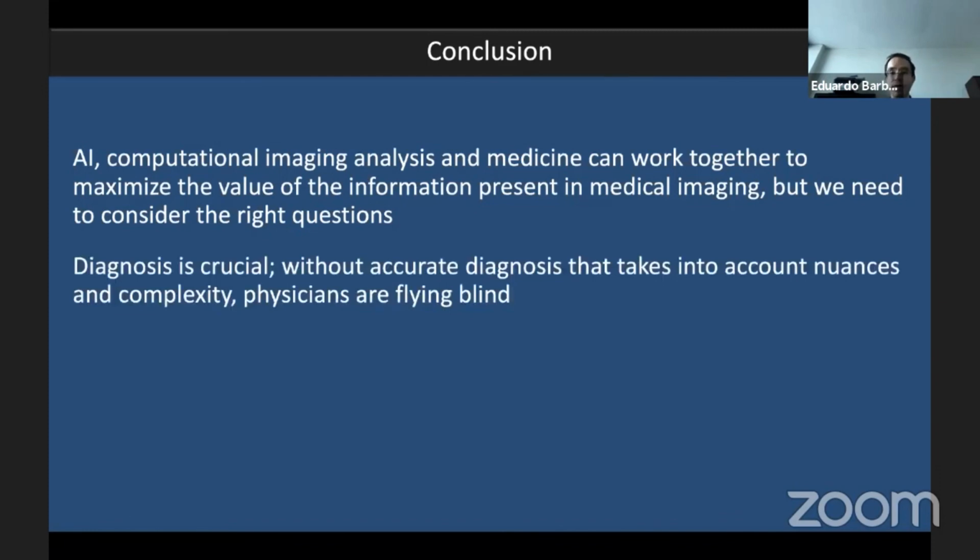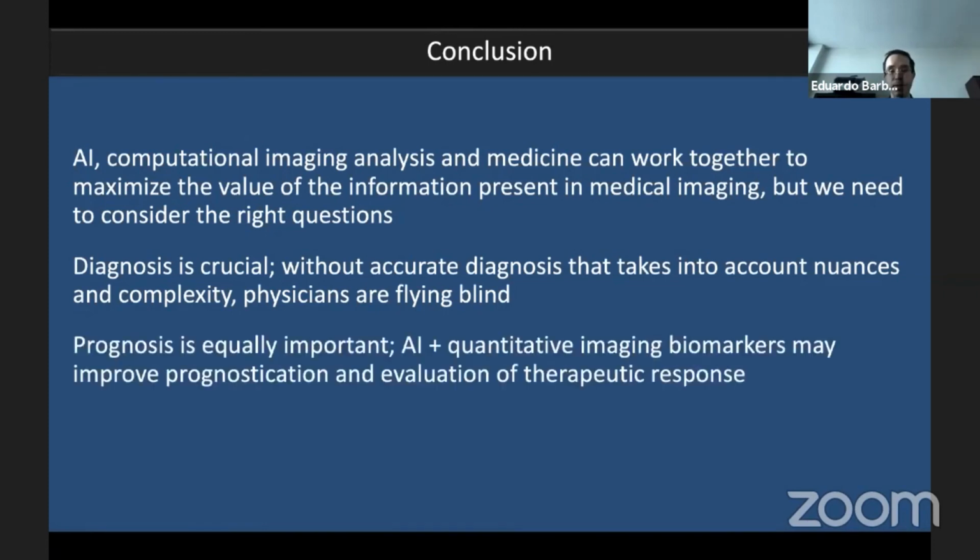Diagnosis of COVID-19 is crucial. And diagnosis with imaging is part of the mechanisms by which we achieve a diagnosis. PCR is still going to be the cornerstone for diagnosis. But not only the diagnosis of COVID-19, but also diagnosis of other conditions that may explain the patient's clinical presentation. Without accurate diagnosis and without taking into account the complexity of the patient, physicians are flying blind. And then there's less we can do to help patients.